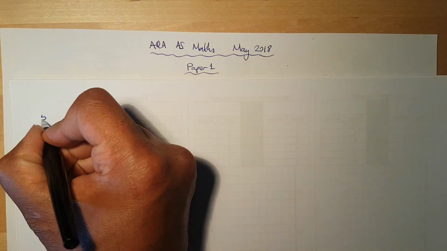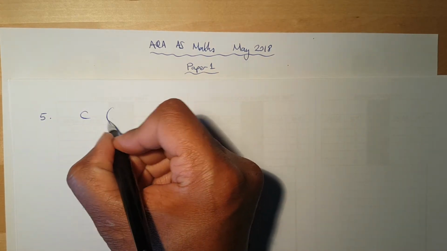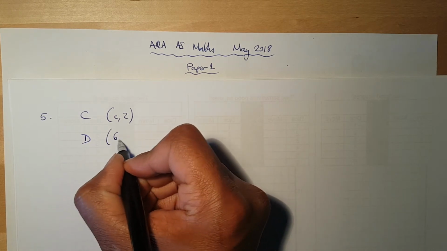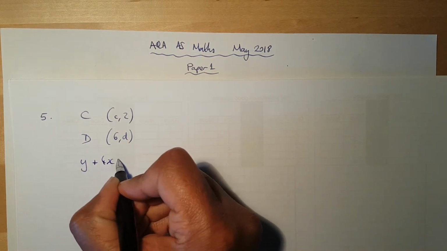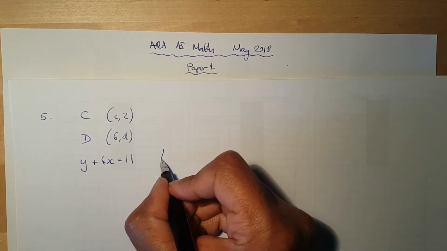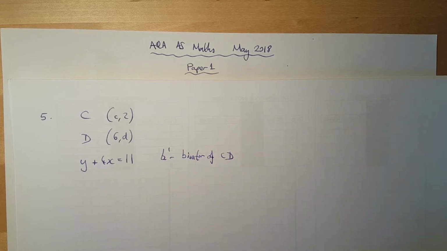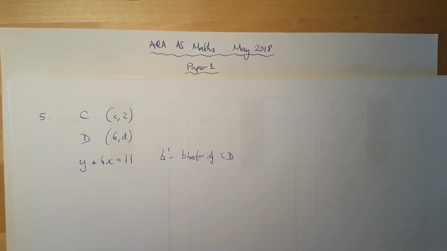This is the AQA AS Maths paper from May 2018, looking at paper 1, and we're on question 5. We're told that point C has coordinate (c, 2), and point D has coordinate (6, d). We're told the line y + 4x = 11 is the perpendicular bisector of CD. I'm asked to find c and d, the coordinates of points C and D.